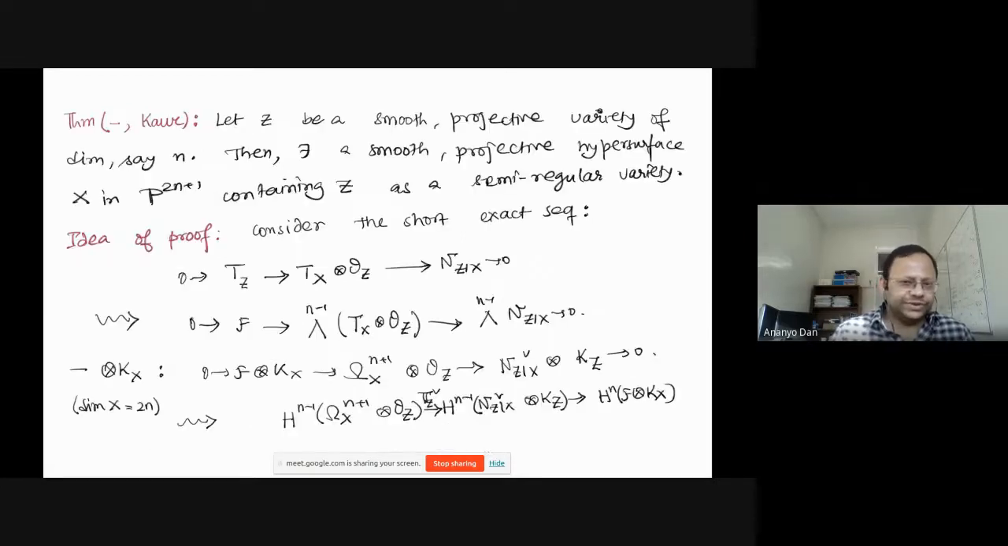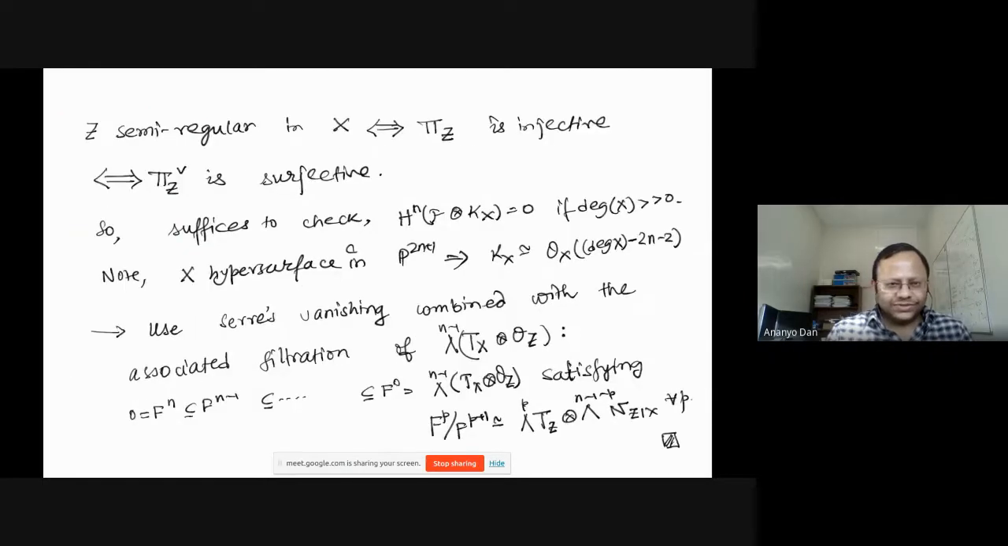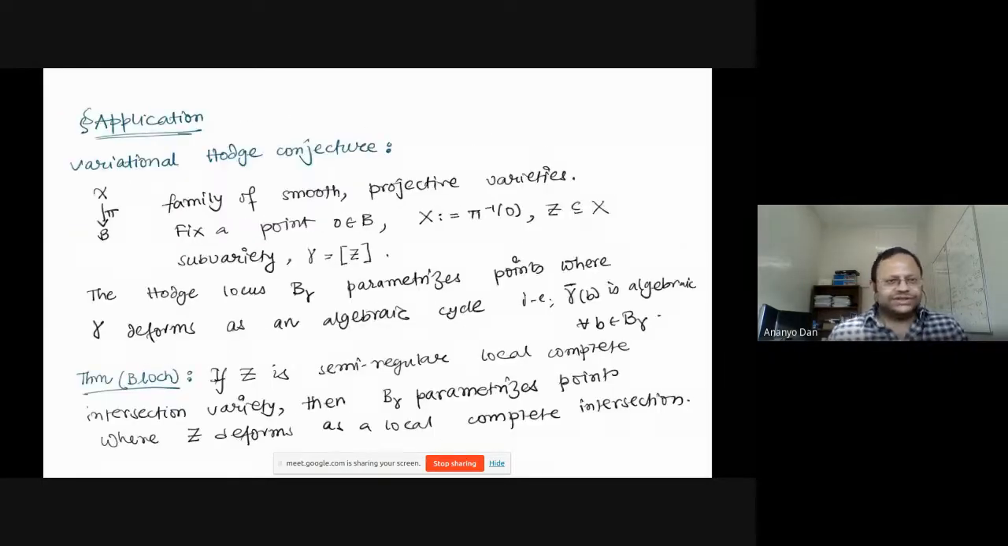So this is a very important point, that for any smooth projective subvariety of dimension n, you can find a hypersurface in P^(2n+1) such that you can embed it as a semi-regular variety. Now the proof is technical, so I will not go through the proof. Why are we interested in these semi-regular varieties? Because of the variational Hodge conjecture.